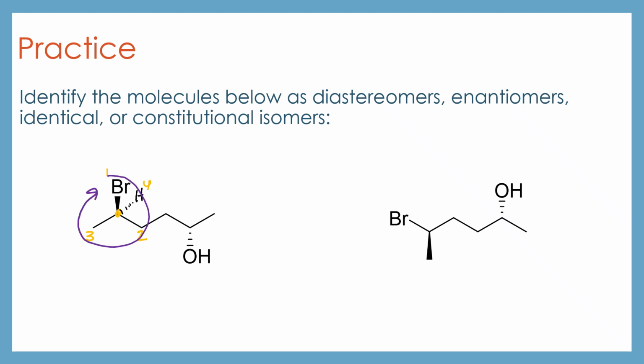1, 2, 3. That's rotating to the right. This one is R. Oh, also, the initial work that would need to be done to see if they're constitutional isomers, they are not. They have the same longest chain, 1, 2, 3, 4, 5, 6, and the connectivity of the alcohol and the bromine are the same. So, and then on the next one, we actually have something kind of tricky.